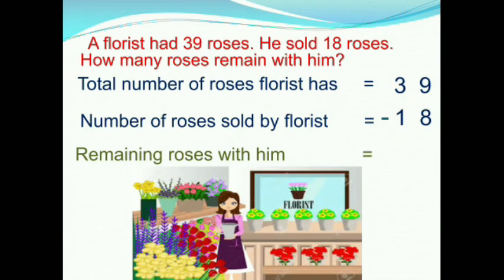Children, now we will solve the second one. First we should read the question. A florist had 39 roses. He sold 18 roses. How many roses remain with him? Here we should find out how many roses remain with florist. First we should write totally how many roses with him. Total number of roses florist has is 39. Next we should write how many roses sold. Number of roses sold by florist is 18.